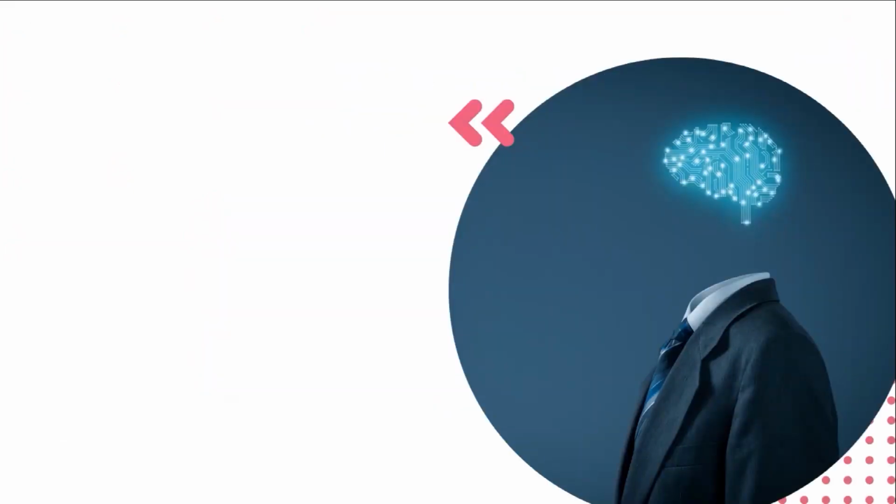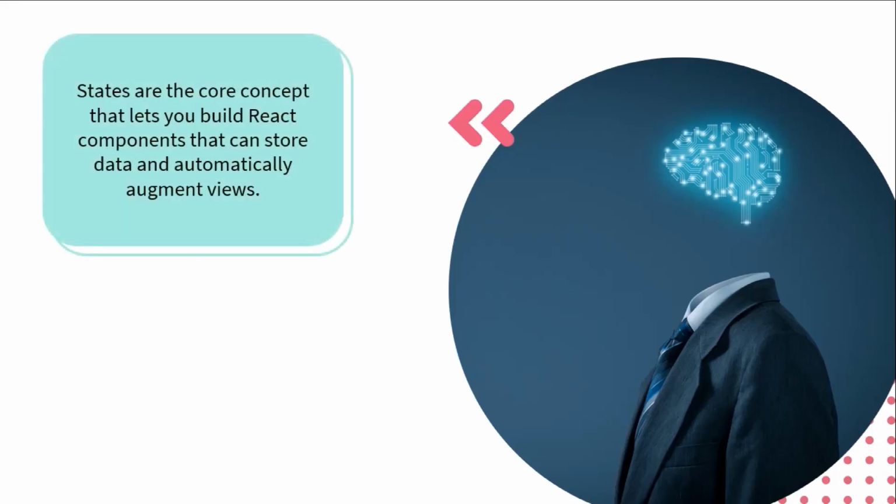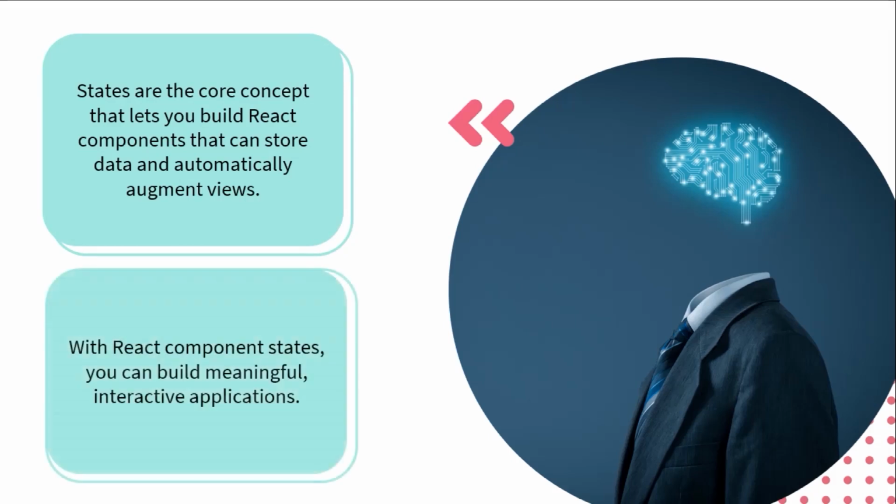Once the response from the server is ready, your callback code will augment the component state accordingly. You'll have to write this code yourself. React will intelligently update the view for you, only in the places where it needs to be updated. That's where you use the state data. States are the core concept that lets you build React components that can store data and automatically augment views based on data changes. With React component states, you can build meaningful, interactive React applications.